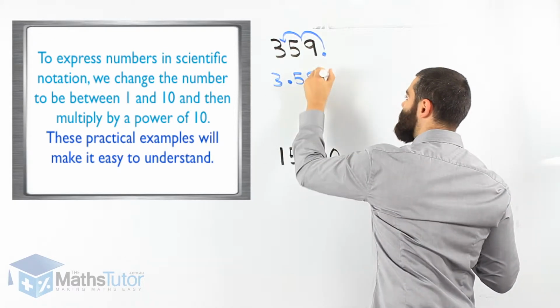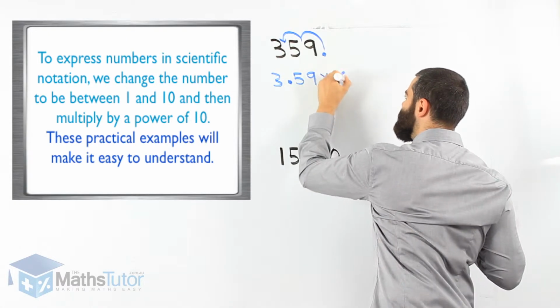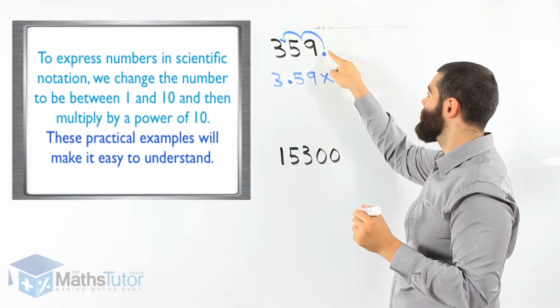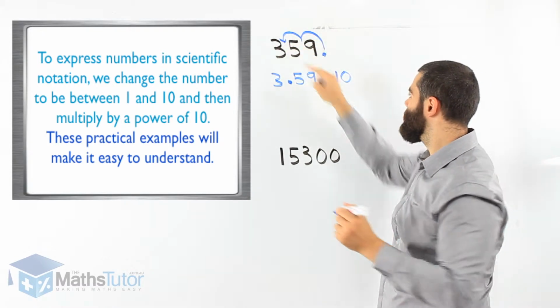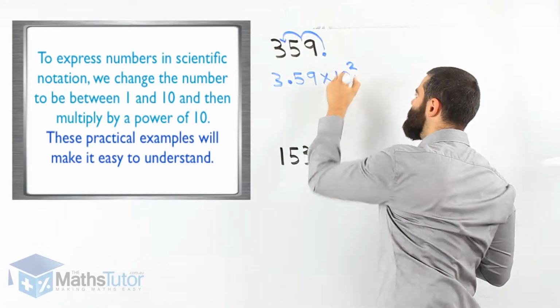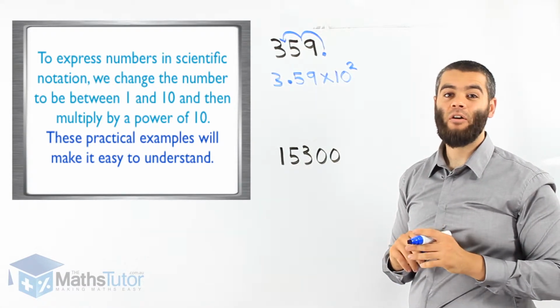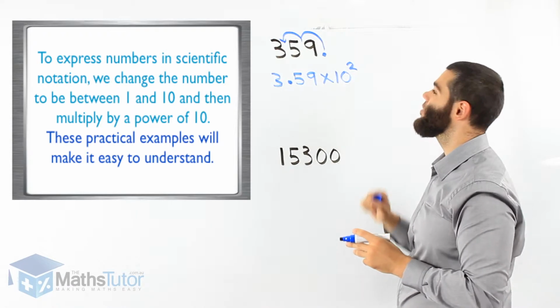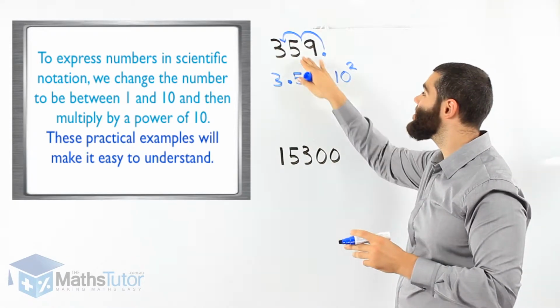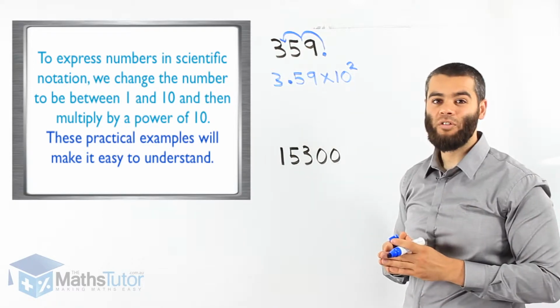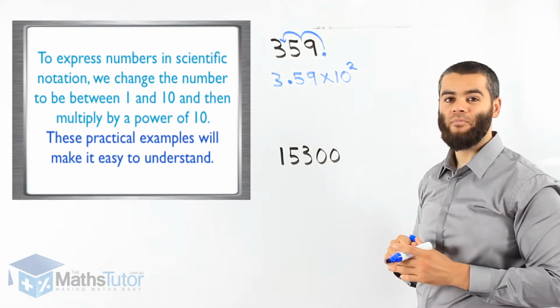3.59 times 10 to the power of how many jumps? How many jumps did we do? 1, 2. To the power of 2. 3.59 times 10 to the power of 2. That is scientific notation. This number is exactly the same as that. It's just written in scientific notation. Let us do another one.